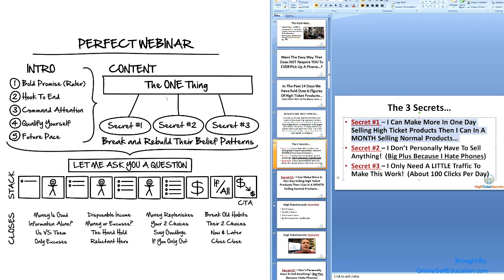No, all it's doing is strengthening the one thing. It's showing them how they can make high ticket sales without picking up a phone. So secret number one is that you can make more in one day selling high ticket than in an entire month selling normal products. Secret number two, for me, is that I personally don't have to sell anything, which is a big plus because I hate the phones.